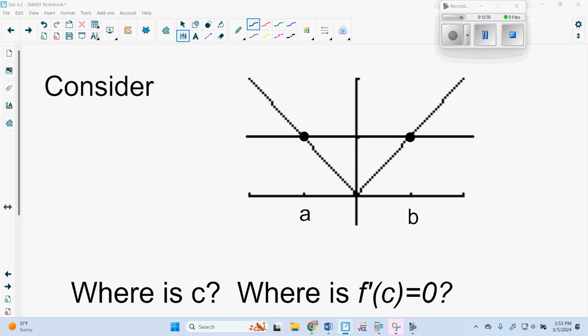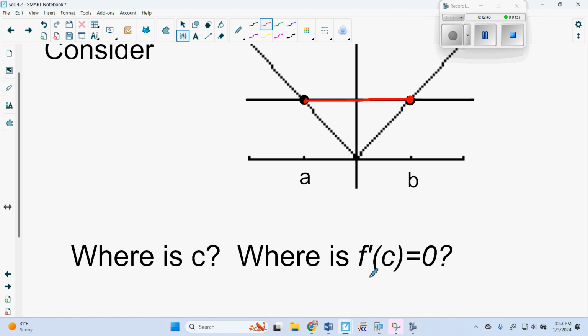First off, what about this? If we said, well, where's c? This is Rolle's theorem, actually. The slope of the tangent line between these 2 points is 0. Well, where's the c where the derivative is 0? And you would say, well, at 0, the derivative doesn't exist.